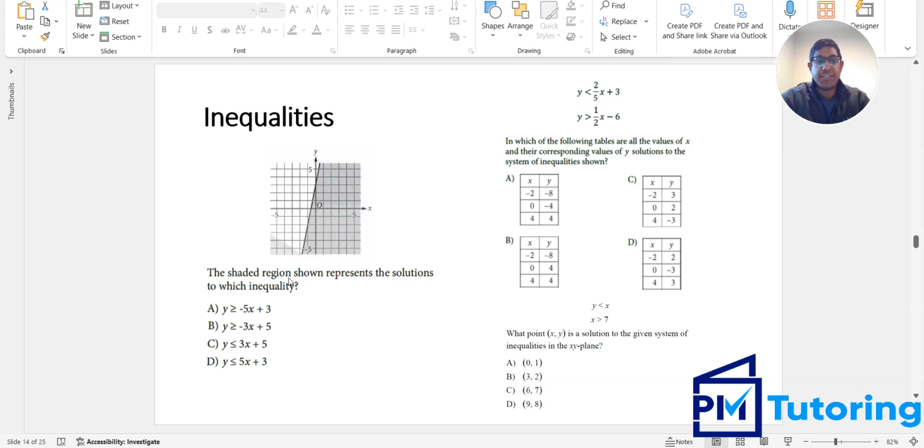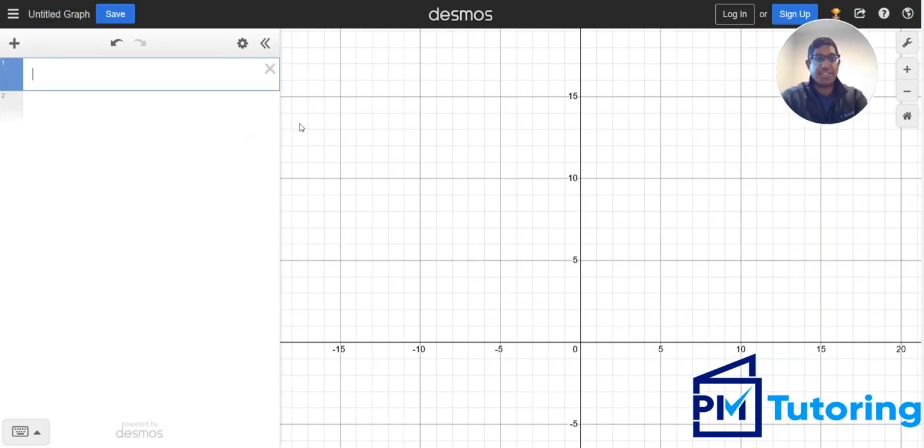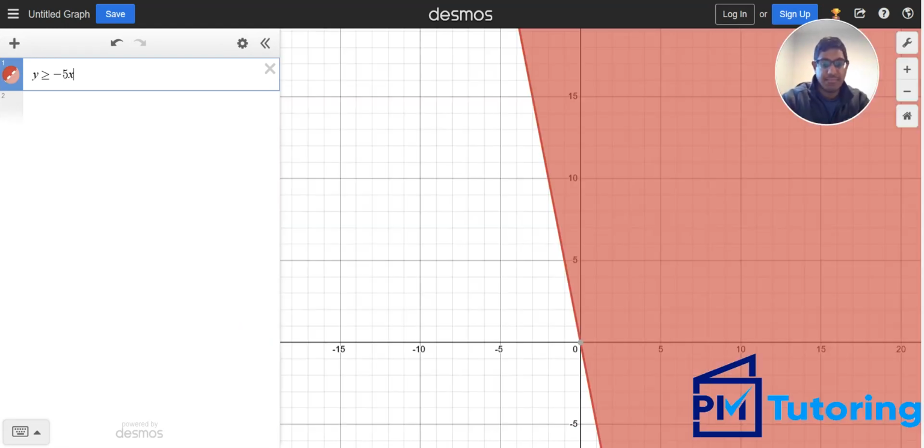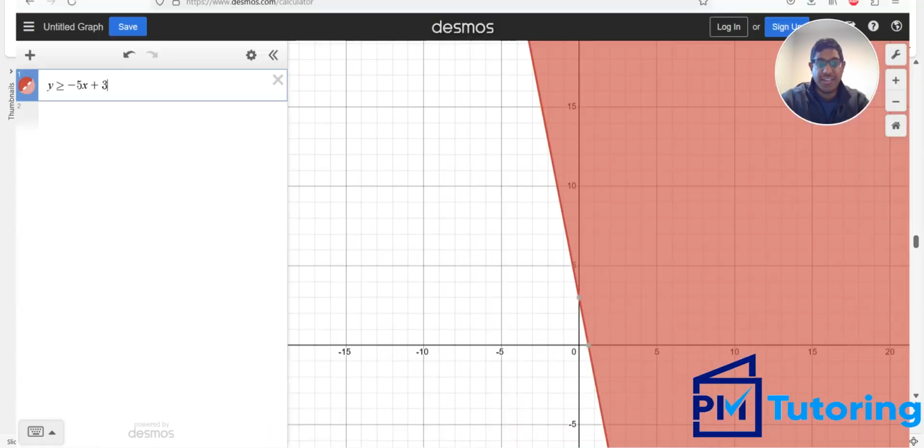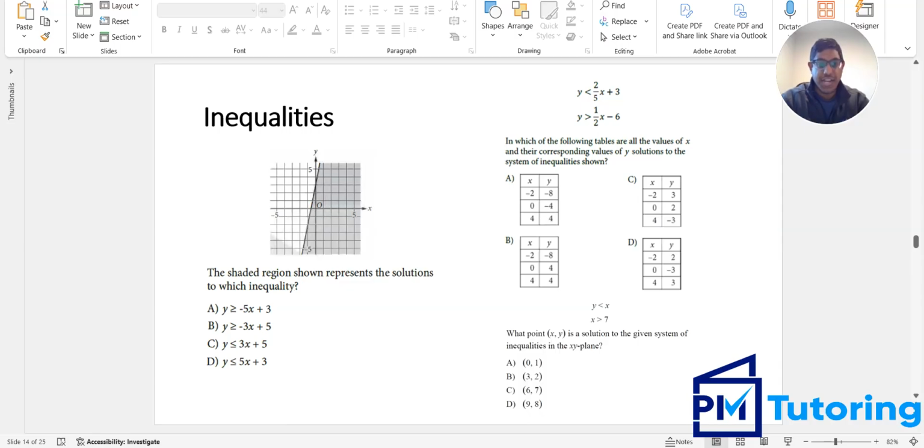Over here, we have the shaded region represents the solutions to which inequality? So we can just type these all in. Y is greater than or equal to negative 5x plus 3. And that doesn't quite match. The line doesn't match, let alone the shading.